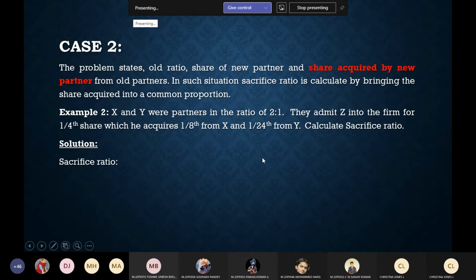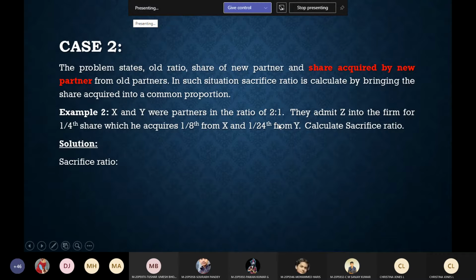Is the problem clear? The only thing you have to do now is, can you see the ratio of how much X and Y sacrificed here? X sacrificed 1/8 and Y sacrificed 1/24. Is this clear? So the sacrifice is given to us in the question itself. Now, the only tricky part here is, if you notice, the denominators are not the same. What do they want us to find out? They want us to find out the sacrifice ratio, and the denominators are not the same.